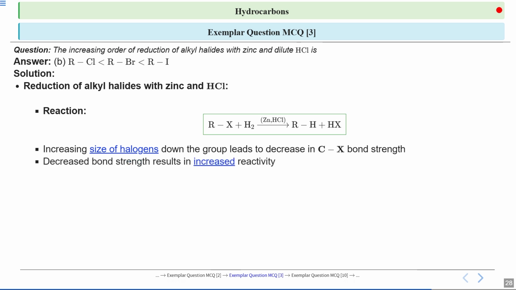Now, with decreased bond strength, the reactivity of the halides increases. This is because the weaker bonds are easier to break, allowing the reaction to proceed more readily. Keep this in mind as it directly affects the order of reduction, right?